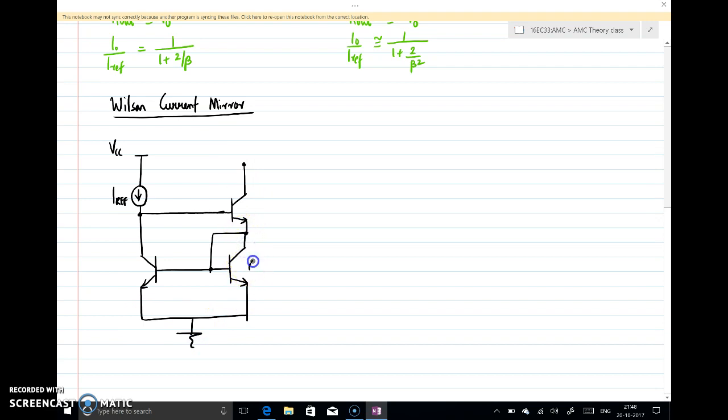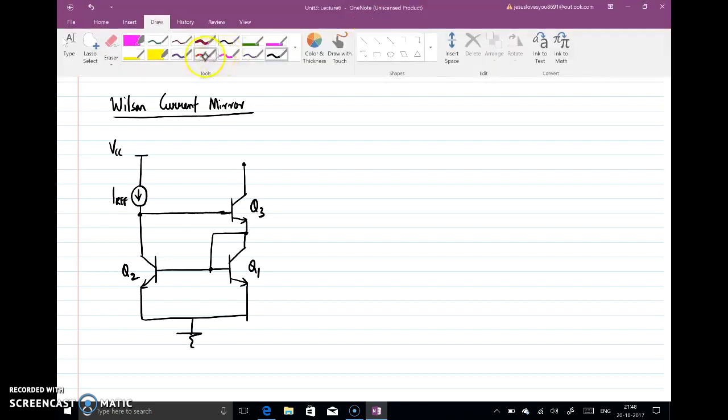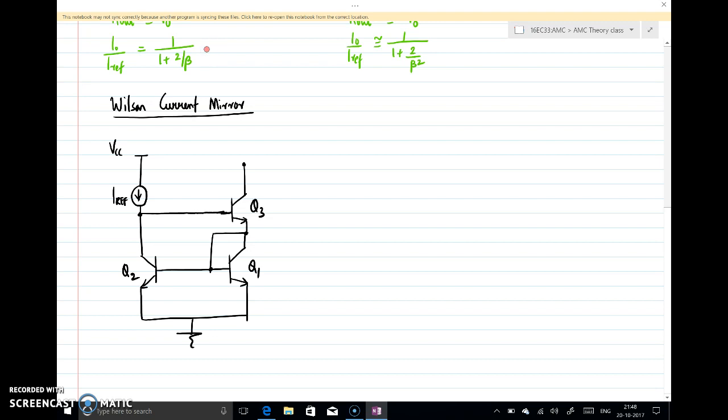This is transistor Q1, Q2 and Q3. The modification is we added one more transistor which is on the top of this transistor Q1. And the basic current mirror is actually altered in this way. At the output side, we are using this diode connected structure. Now, the same analysis we'll do as we did in the previous case. We'll try to analyze the different currents here.